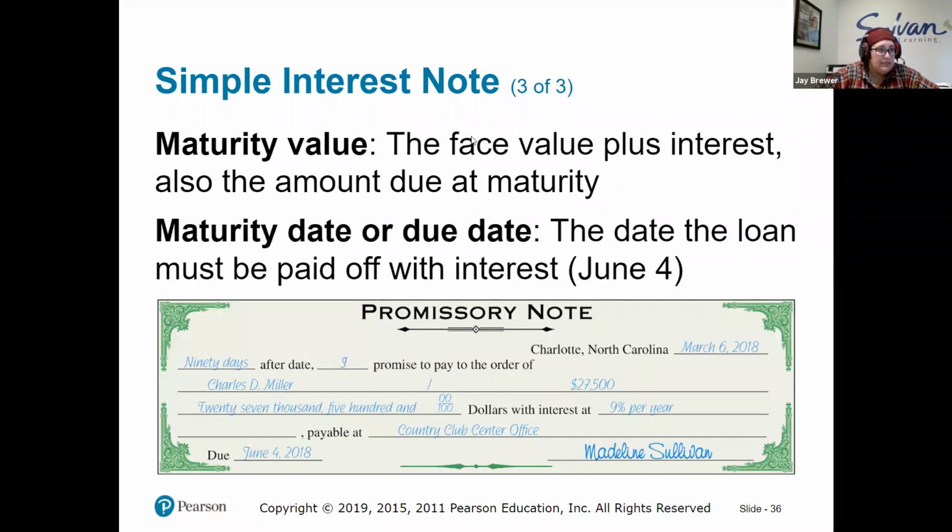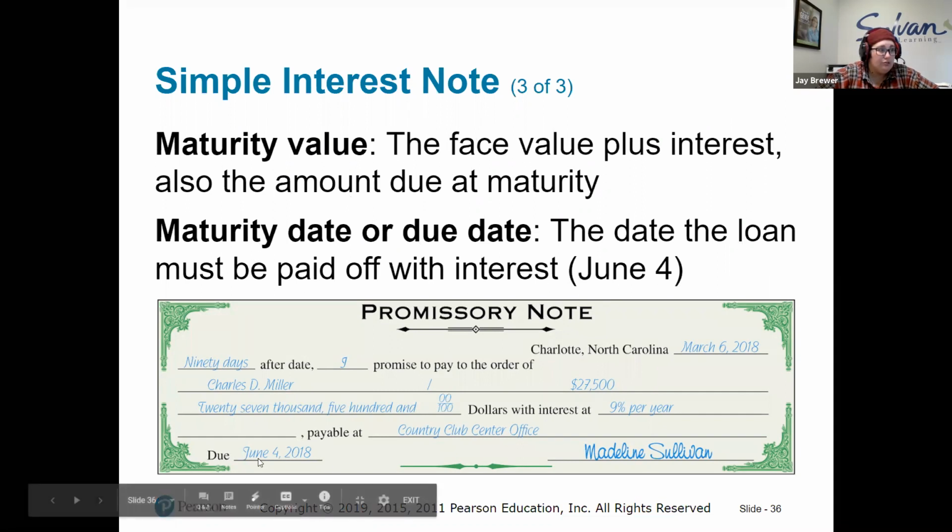Maturity value is the face value or the principal plus the interest, and also the amount due at maturity. The maturity date or due date is the date that the loan must be paid off. So here's June 4th. And again, the face value here is 27,500.